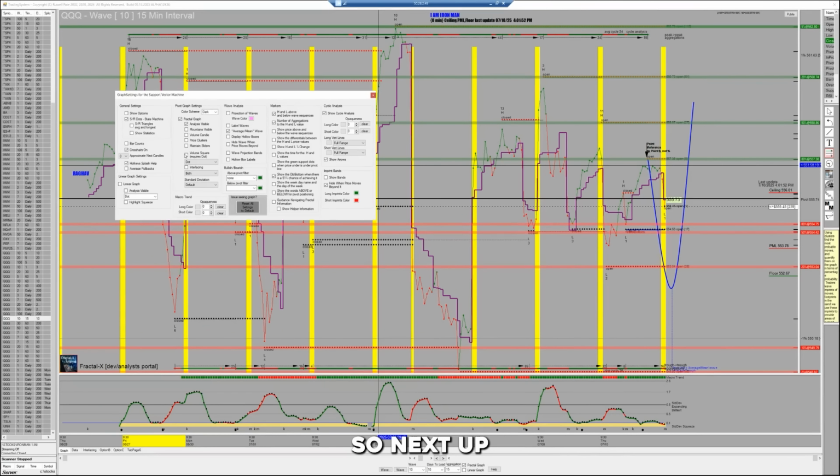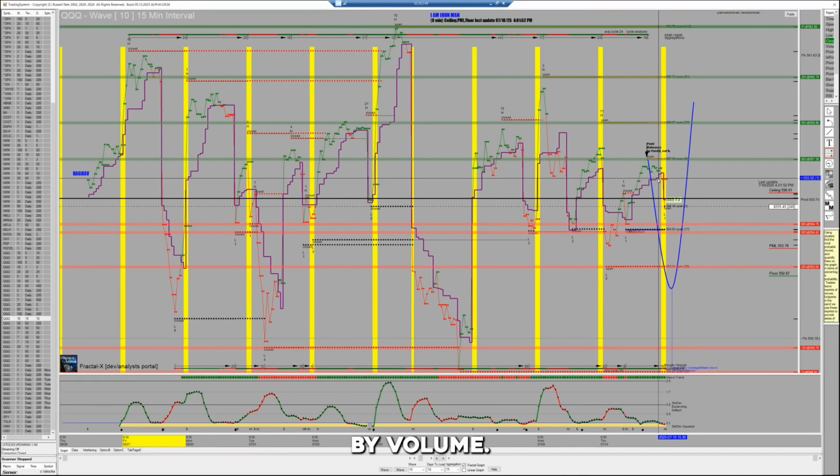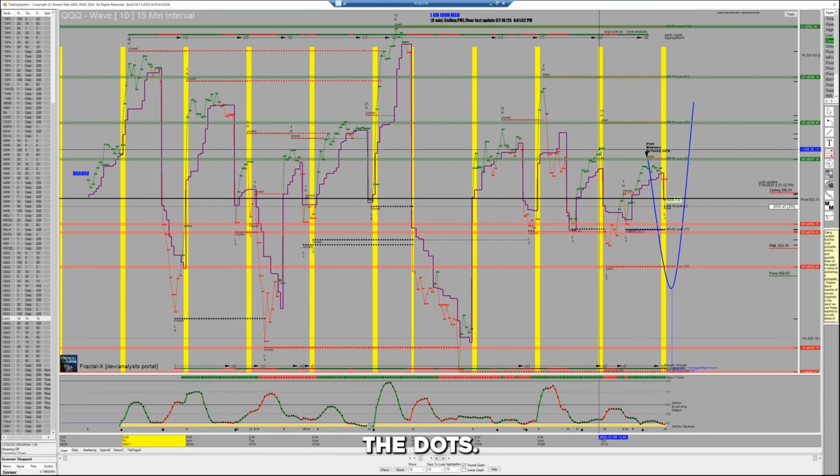Okay. So next up, if I click on volume square, it's going to integrate volume with those candles. And what do I mean by volume? Basically, you see those squares right here, these volume squares. They replace the dots. They're squares now. Let's take a clearer example. There are four squares right here. That means there is 4x the volume. So this is a high volume candle. It's telling you that.